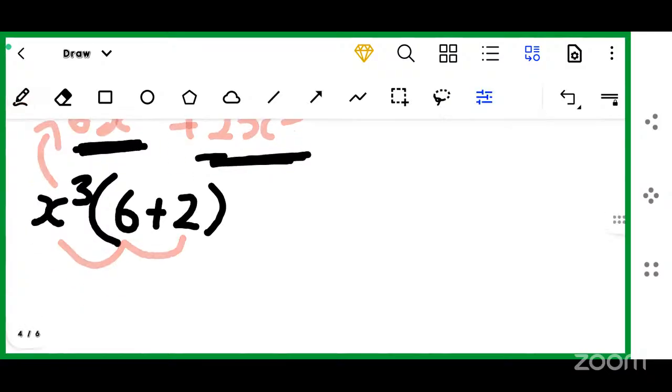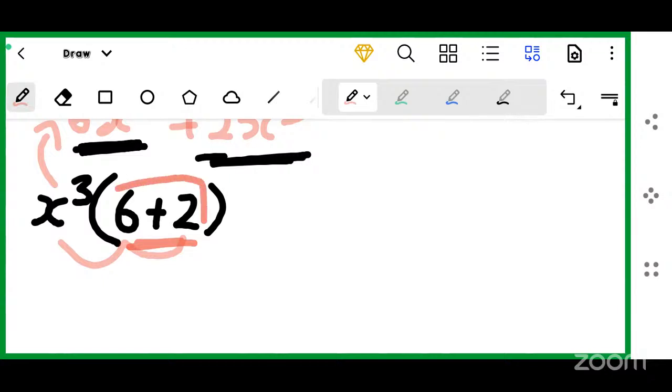Now what you can do next is see that these ones are regarded as like terms. So you're going to add these two. You're going to have x to the power of 3 into, what is 6 plus 2?